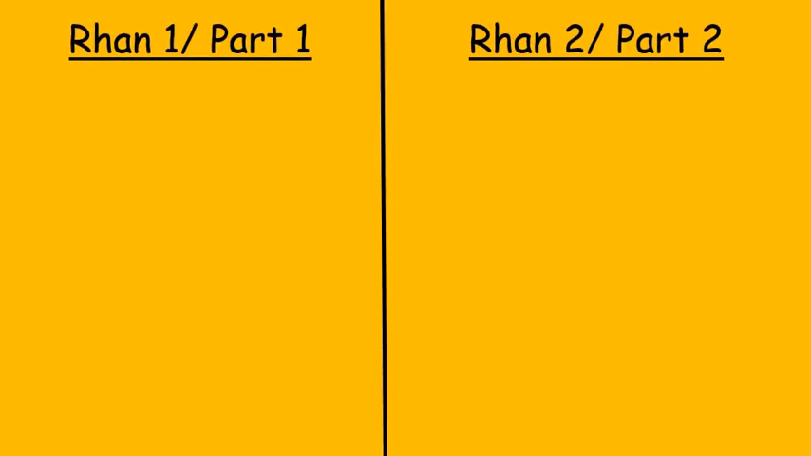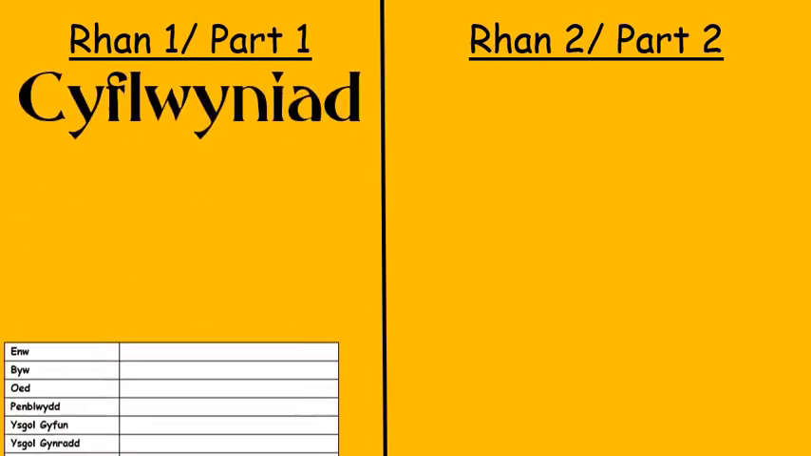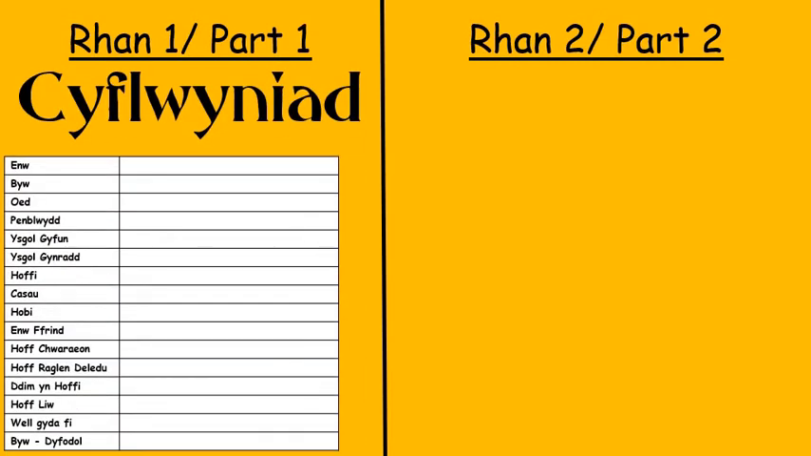There are going to be two parts to your speaking assessment, Rhan 1, Rhan 2, part 1 and part 2. Rhan 1, part 1, will consist of an introduction, Cyflwyniad. The introduction will include a number of things that you are used to including in an introduction from Year 7 and Year 8 already. These are things like enw, byw, oed, pen-blwydd, and a number of them are listed here for you to see.